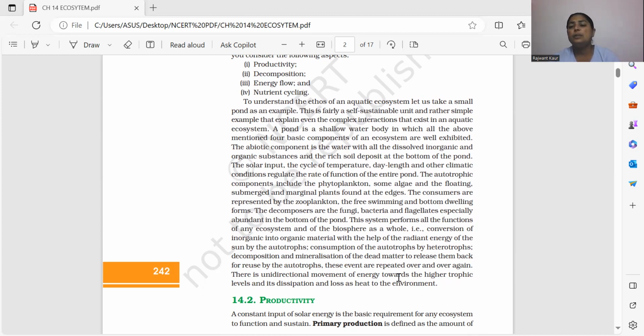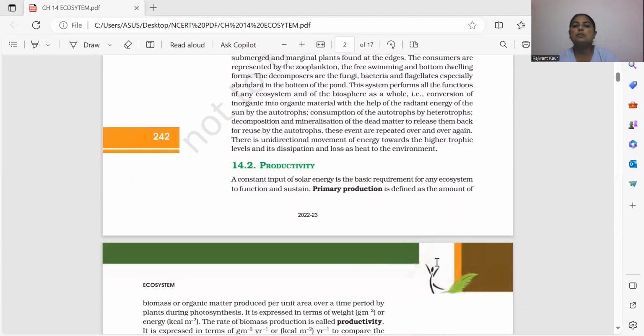जब भी एनर्जी लोएस्ट ट्रॉफिक लेवल से हायर ट्रॉफिक लेवल की तरफ जाती है, तो as you know that from first trophic level to next trophic level, only 10% energy is passed on, and some of the energy is lost in the form of heat. Now proceeding with the next one, the next topic is productivity.